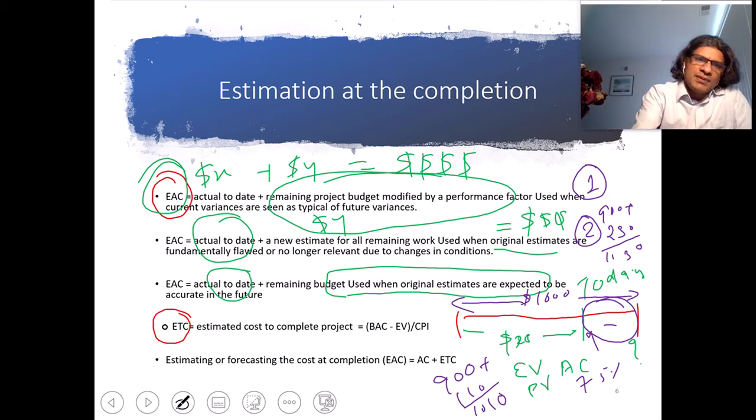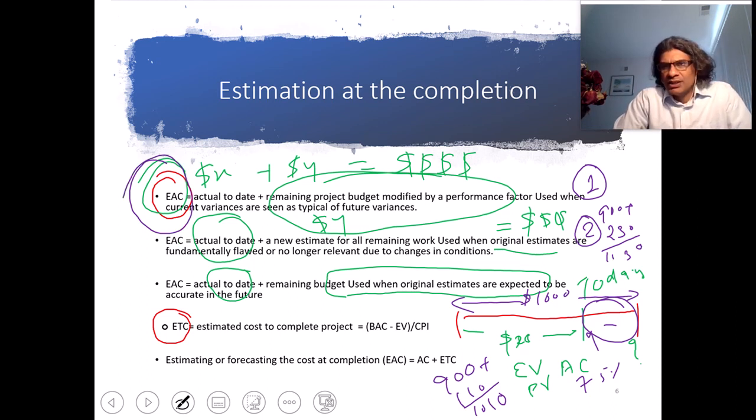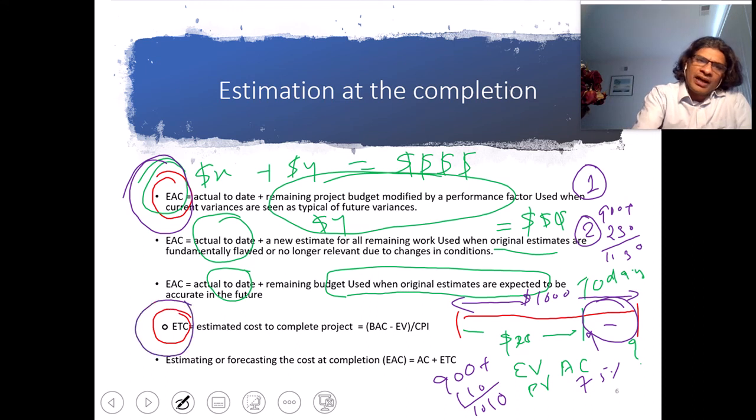So EAC is basically predicting where the project will end up at the end of the project execution. Or if we ask somebody, okay, I am at $900 spent, but I need this much amount of money to complete the project, that is called ETC.